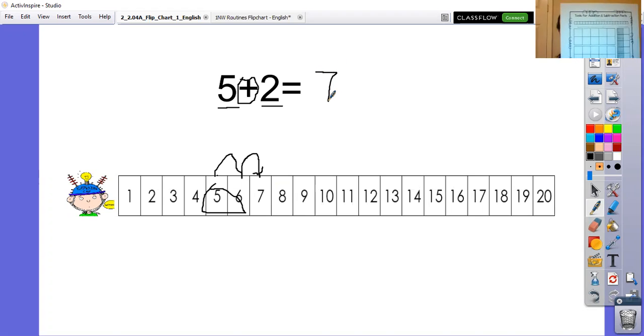So again, I want you to try on your number path. You're going to find the number 5 because that's the number you're going to start with. Counting on, we see our addition symbol. That means our number is going to get bigger, and we are going to go forward 2 times. And you should land at the number 7.